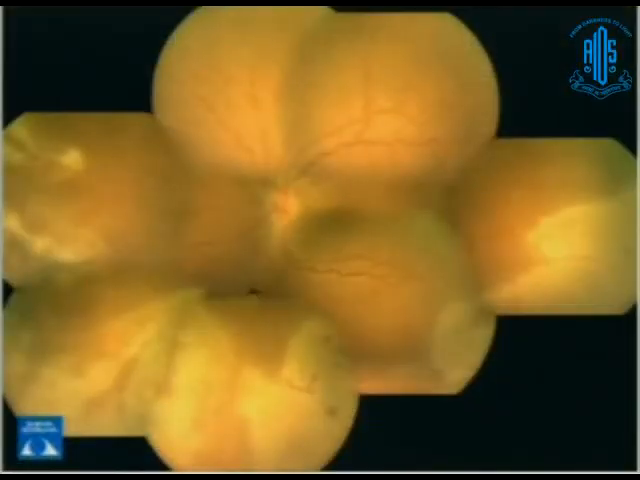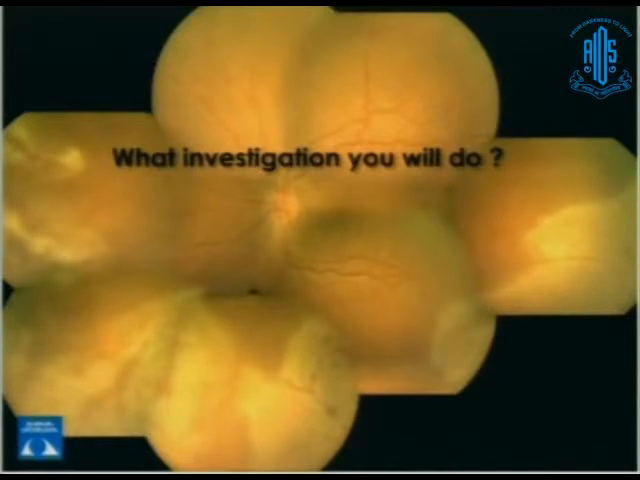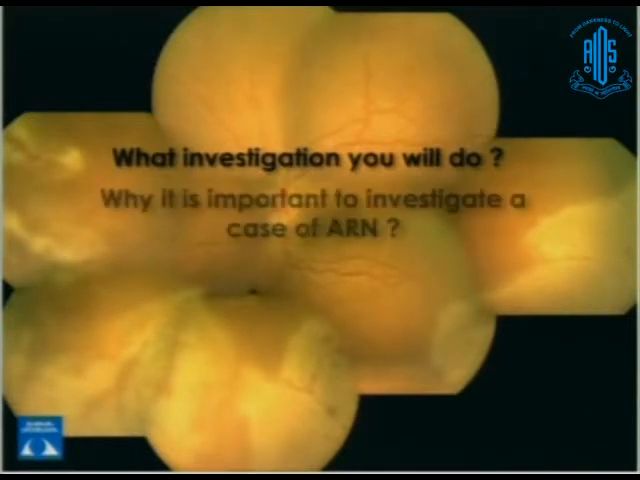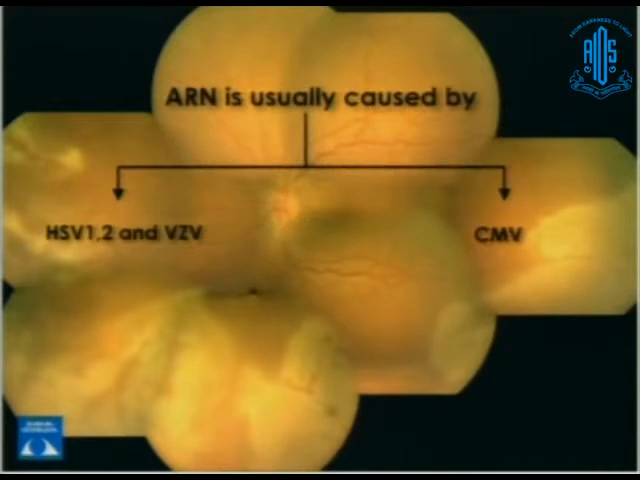Now it's a case. What is the diagnosis? Anybody? Acute. Very good. Acute retinal necrosis. Now, what investigation will you do in this case? Rather, why is it important to investigate a case of acute retinal necrosis? Straight away you will start antiviral.